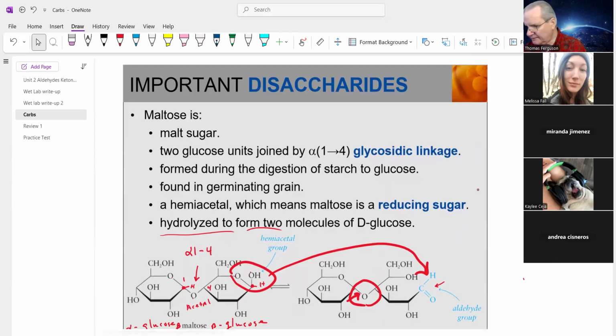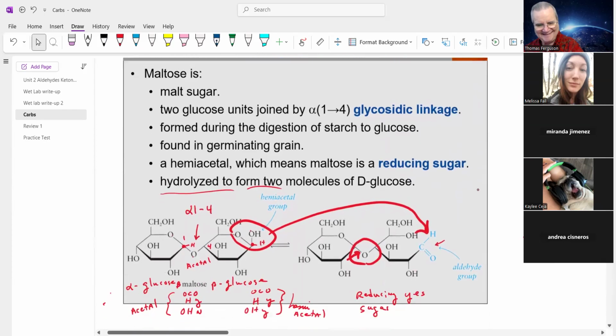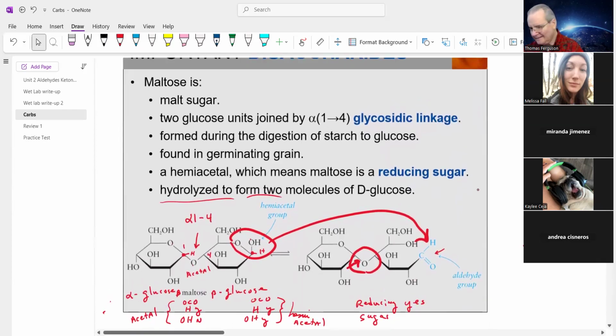This just described everything I just said. Okay. The reason why this is called maltose is that it was first discovered in beer, in making beer.